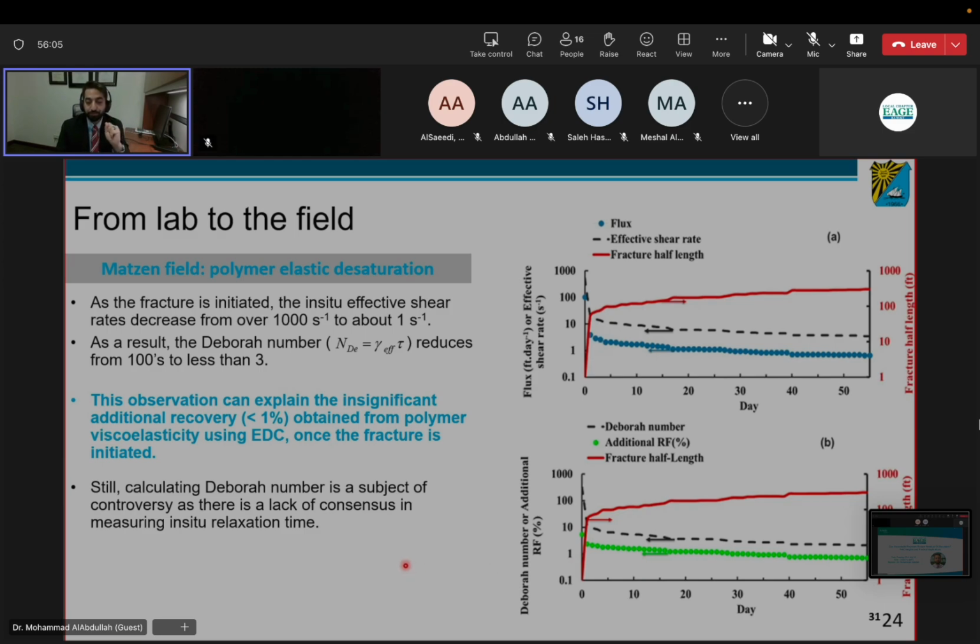the Madsen field. So this is almost concluding my presentation. You'll see this observation can explain the insignificant additional recovery factor, less than 1%, obtained from polymer viscoelasticity. So whenever I have fractures that are happening because of viscoelasticity, it will reduce the shear rate. The shear rate will reduce the Deborah number, and then you will not end up with any significant additional recovery factor because of polymer viscoelasticity.